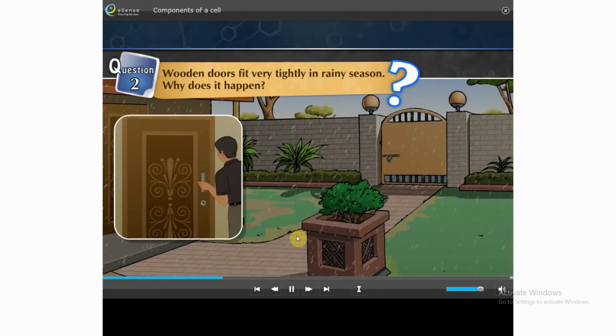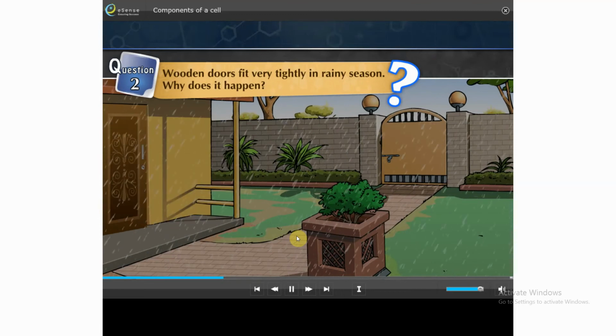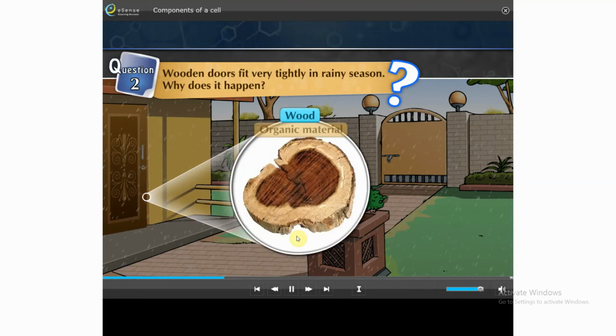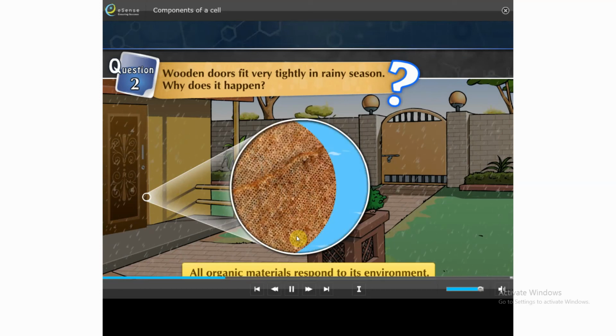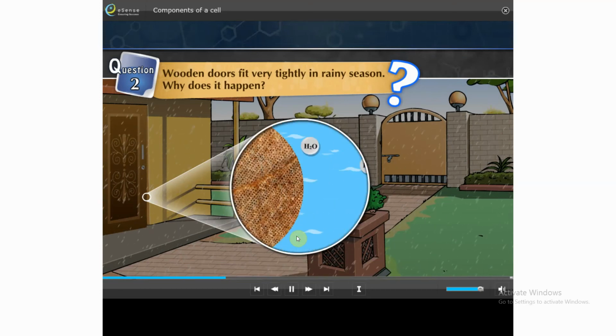Wooden doors fit very tightly in rainy season. Why does it happen? Wood is an organic material. All organic materials respond to their environment. During rainy season, the humidity in the air is very high.